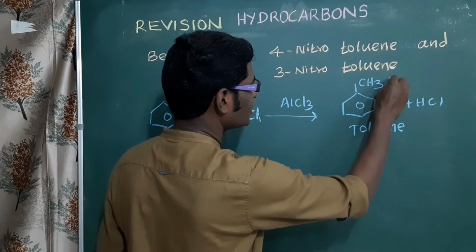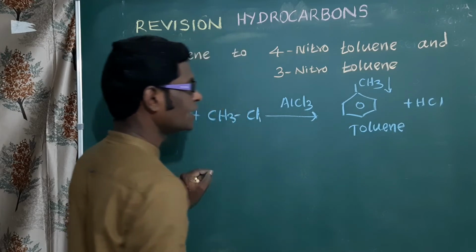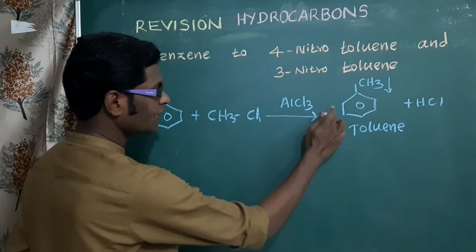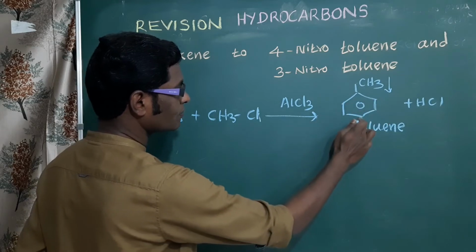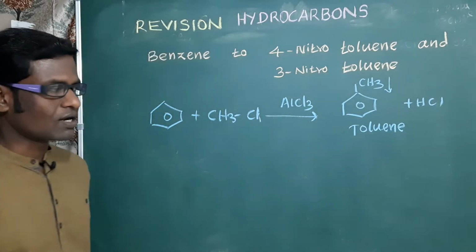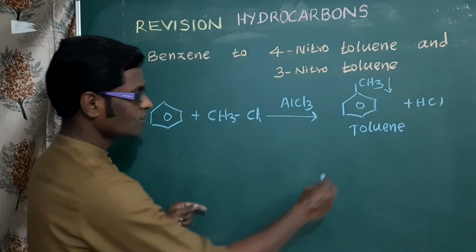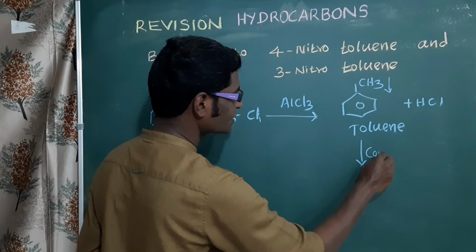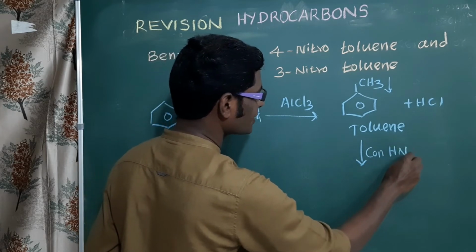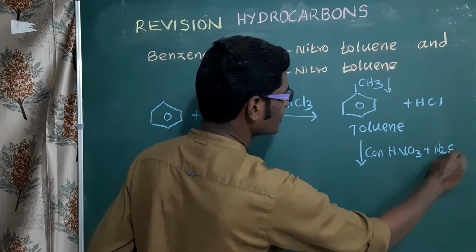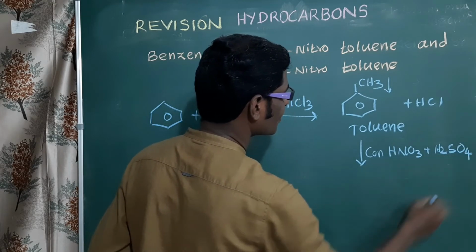The nature of methyl group, ortho-para orienting group, it supplies electrons towards benzene ring. So it increases the electron density at ortho and para position. Now incoming electrophile is oriented towards ortho and para position. Now toluene is involved in nitration, mixture of concentrated nitric acid and sulfuric acid. They produce a nitronium ion.